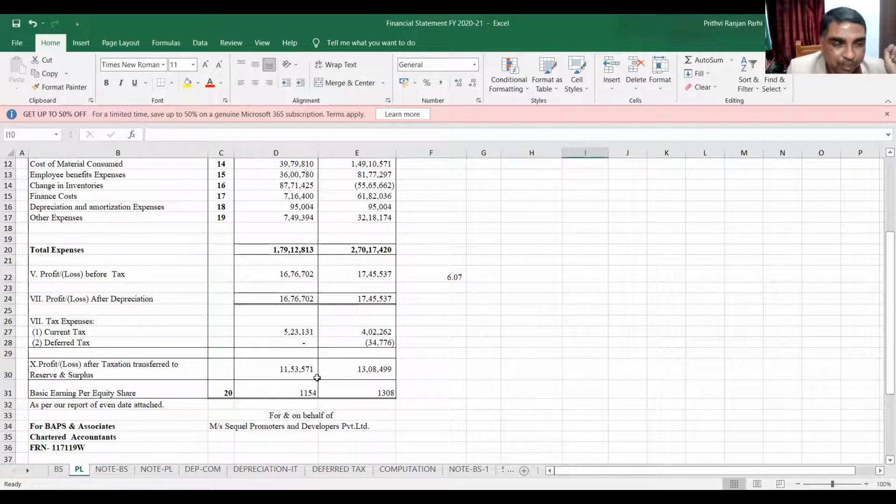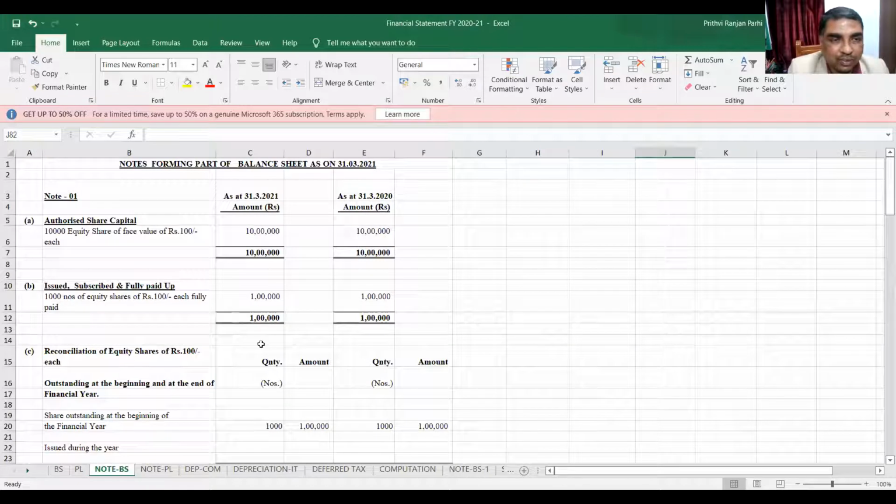And you want to know the number of shares. If you see here the notes to balance sheet, notes relating to authorized capital. This is the issued capital. You can read it here: 1,000 equity shares of ₹100 each, fully paid up. That means how many equity shares are there? 1,000. Now this data I need, so I'll go back to my model.